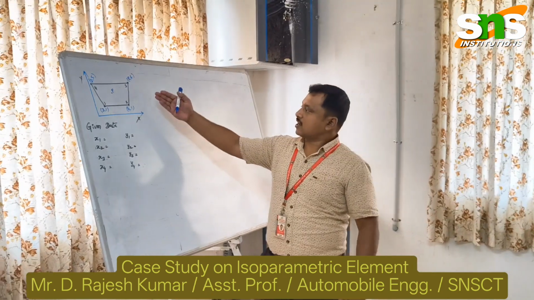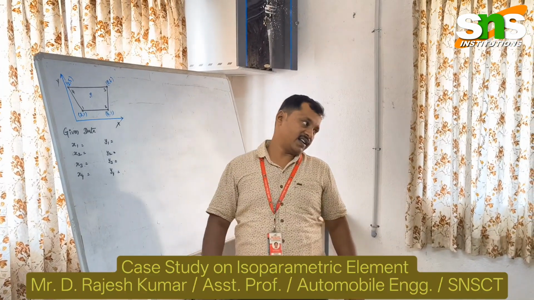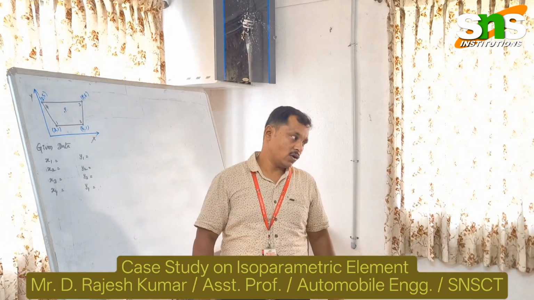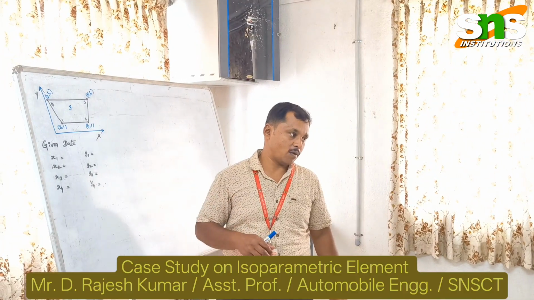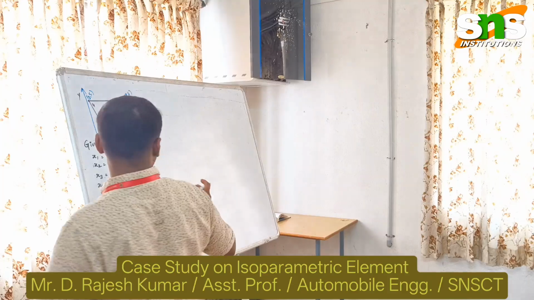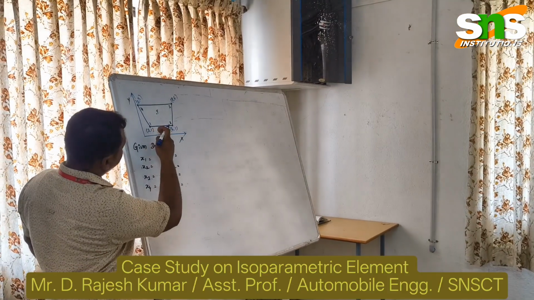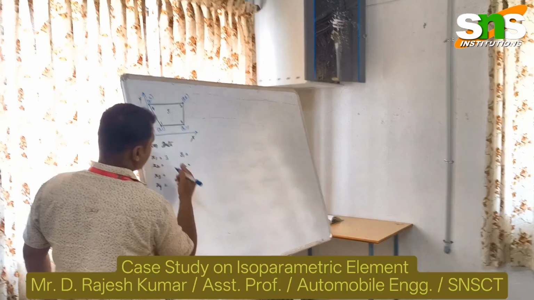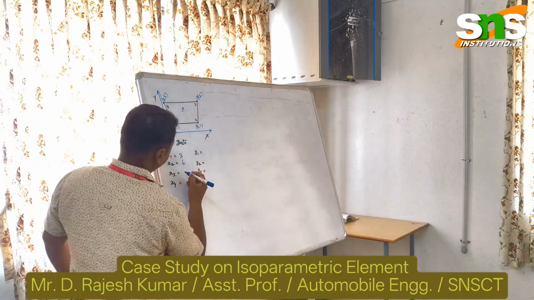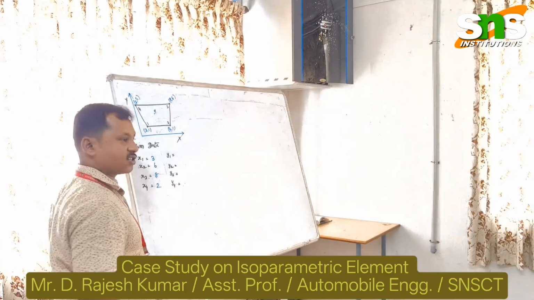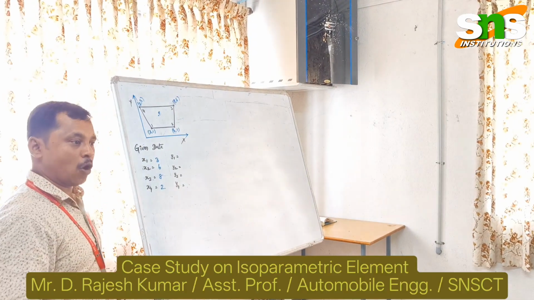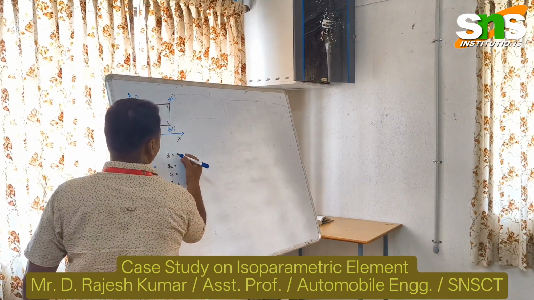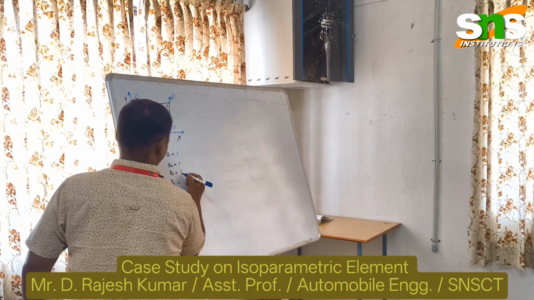In this case, if you see this isoparametric element, the Cartesian coordinates are given, so you have to find the local coordinates. Let us proceed to see how to solve this problem. Here x1 is 3, x2 is 6, 8, 2. These are the x coordinates at the various nodal points. Similarly, for y, the coordinates are 1, 6, 5.